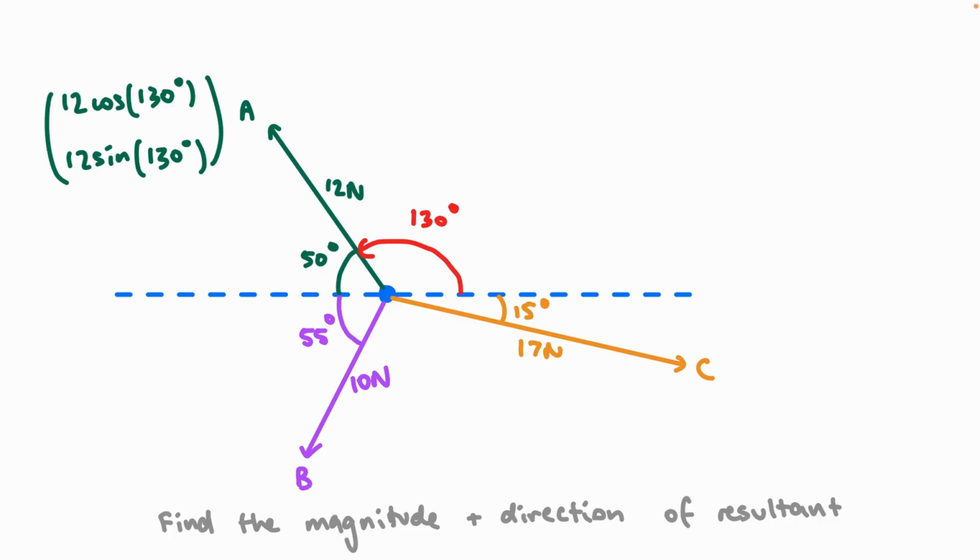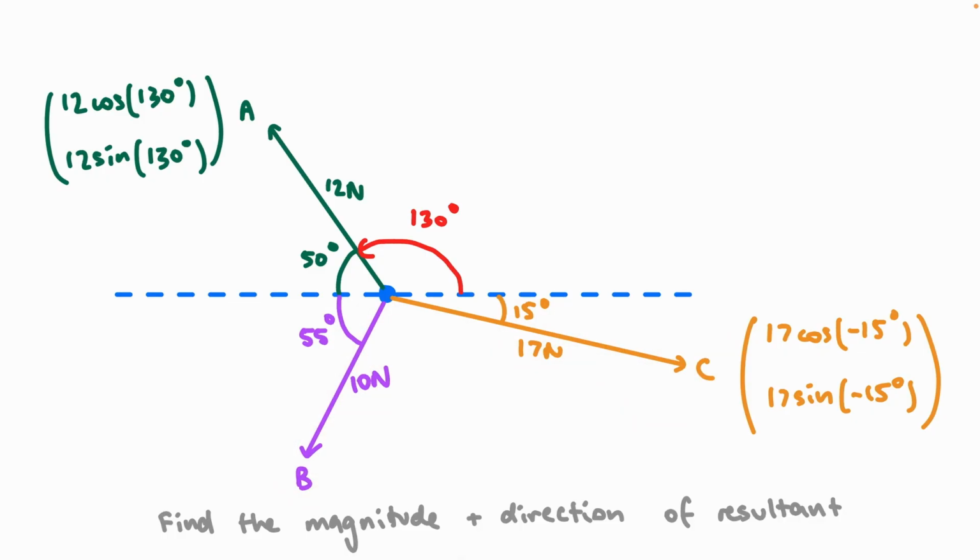Then we can do the same thing for vector C. For vector C, we can clearly see, no pun intended, that the angle is 15 degrees from the positive x-axis. However, we're going in a clockwise direction, so technically it's actually negative 15 degrees, because 15 degrees would be up here, but the actual direction relative to the x-axis is negative, because we're going clockwise. So this vector is simply 17 cos of negative 15 degrees, 17 sine of negative 15 degrees.